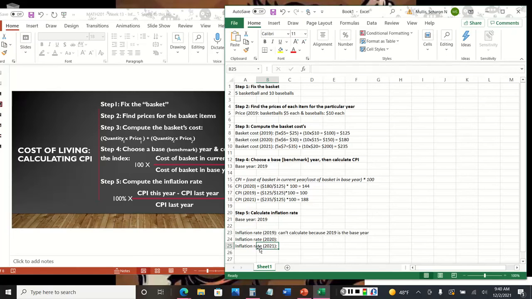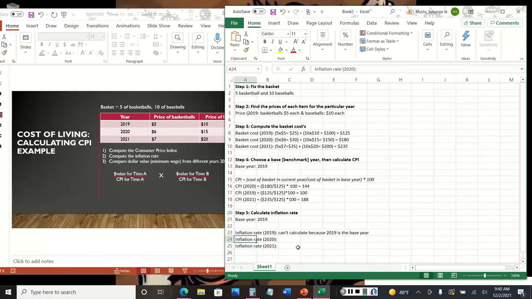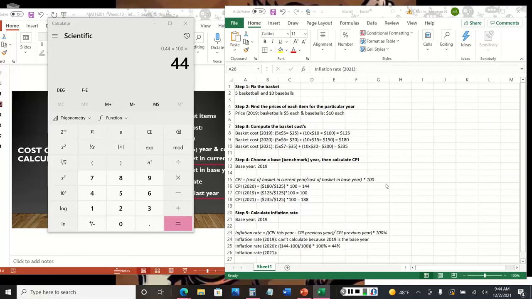However, we can calculate the inflation rates for 2020 and 2021. And to do that, we would take the CPI for 2020, subtract the CPI for 2019, and then multiply that by 100%. I need to type that in there so everybody can see the equation that I'm using. So the inflation rate for 2020 is going to be 44%.